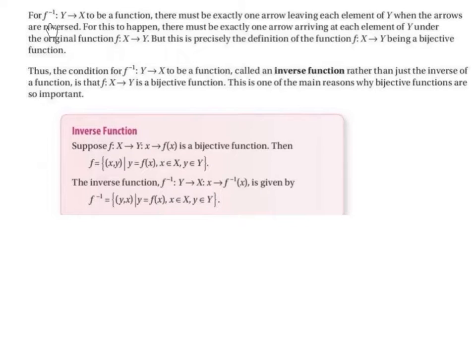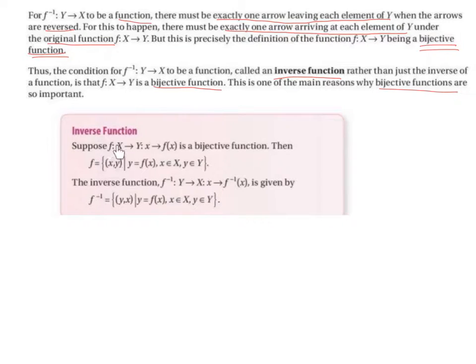So for the inverse of the function y maps to x to be a function, there must be exactly one arrow leaving each element of y when the arrows are reversed. For this to happen, there must be exactly one arrow arriving at each element of y under the original function f of x maps to y. But this is precisely the definition of the function f of x maps to y being a bijective function. Thus, the condition for the inverse of f, y maps to x, to be a function, called an inverse function rather than just the inverse of a function, is that f of x mapping to y is a bijective function. This is one of the main reasons why bijective functions are so important.